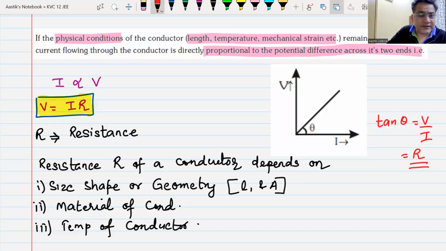Now remember, this Ohm's law that we are studying is not a universal law. Not all bodies, not all substances, not all materials are going to obey this Ohm's law. The bodies which obey Ohm's law are known as ohmic substances or ohmic materials or ohmic conductors, whatever you want to call them. Do we understand this?